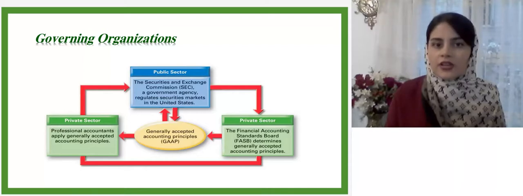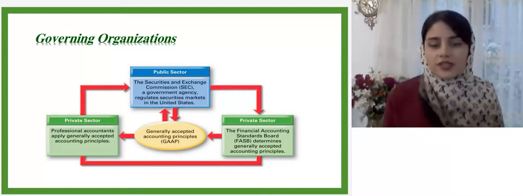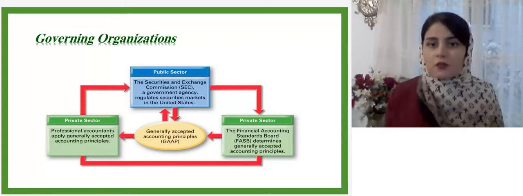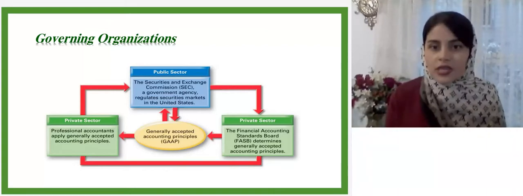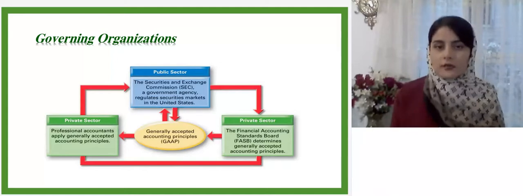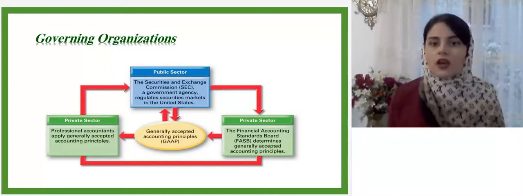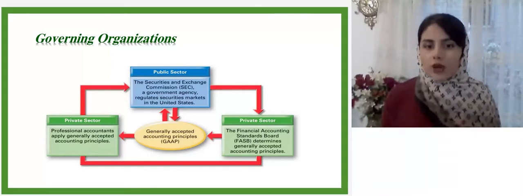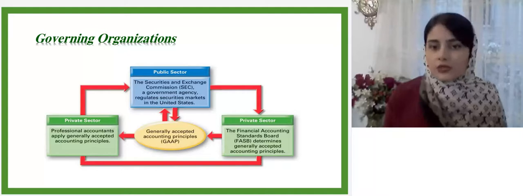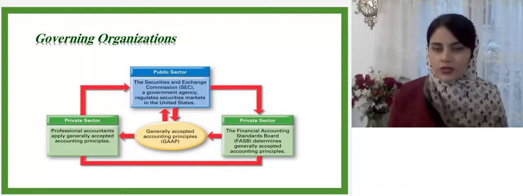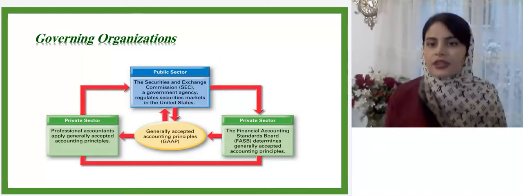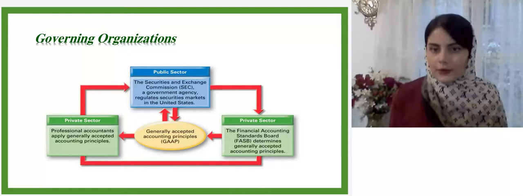Here is the governing organization. In the United States, a private organization called FASB, which is the short form of Financial Accounting Standards Board, formulates accounting standards. The FASB works with a governmental agency, the SEC, and two private groups, the American Institute of Certified Public Accountants, which is AICPA, and the Institute of Management Accountants, which is IMA.